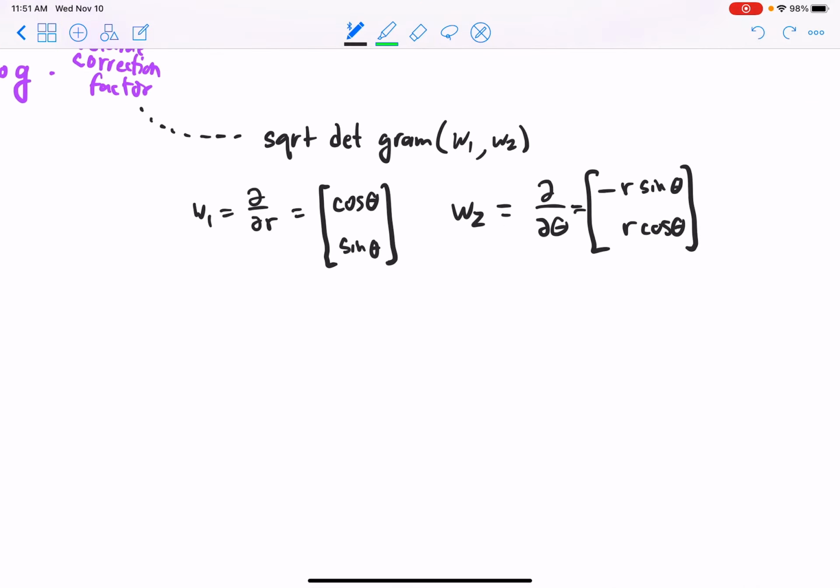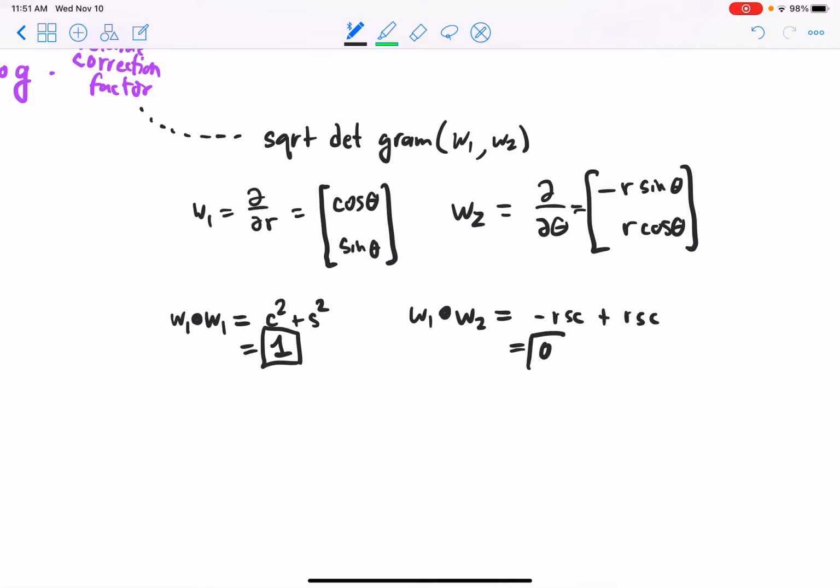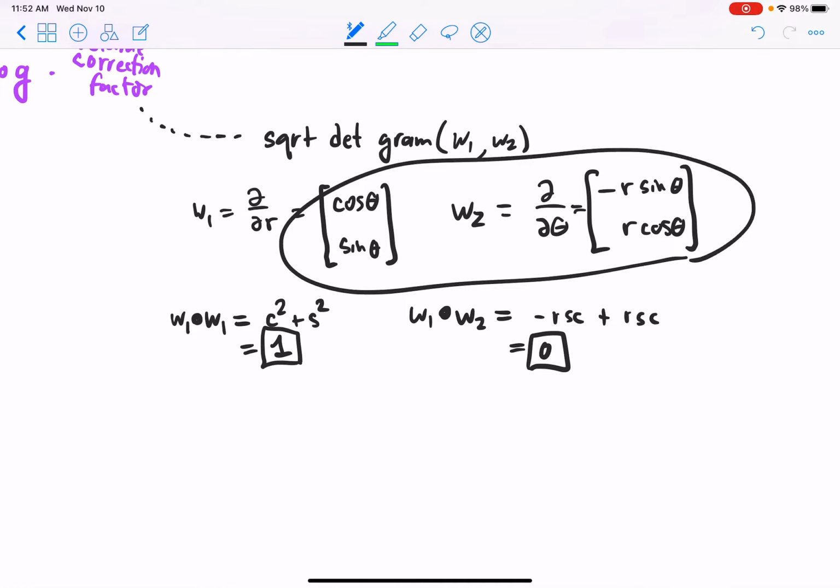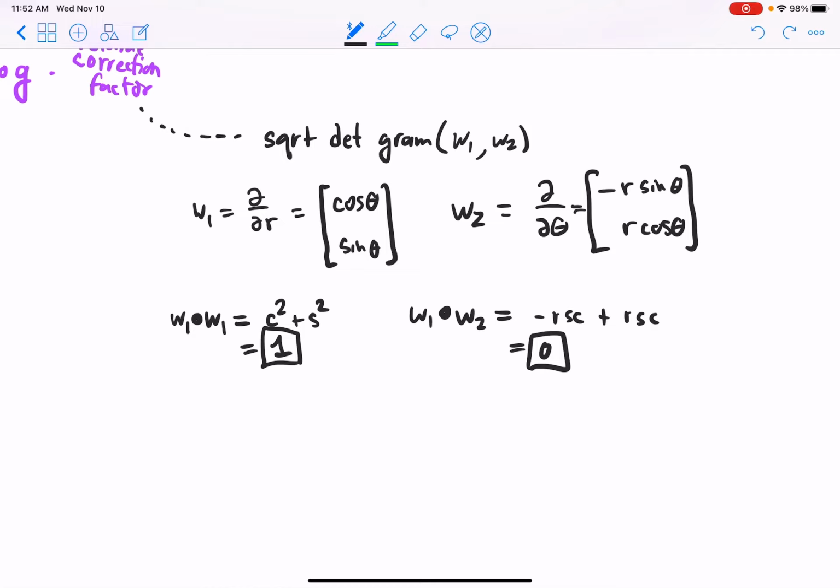We know how to do dot products. Here we get cos squared plus sine squared. And that is 1. Now I take the dot product here, and I get minus r sine cos plus r sine cos. Check this. You get 0 when you take the dot product here. These are orthogonal vectors for any r and any theta. Last one. Well, why is that the last one? Well, because this one is always equal to this one.